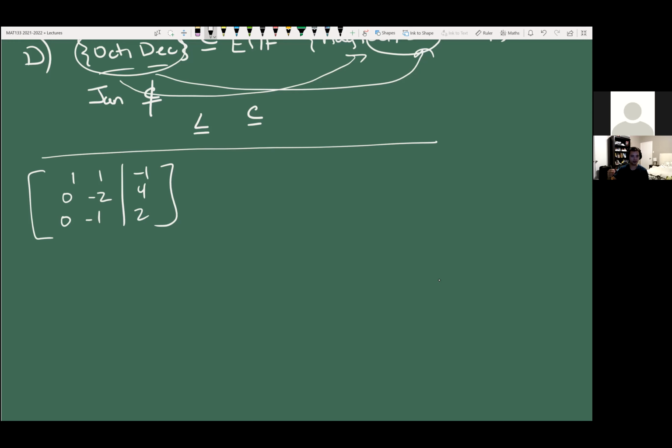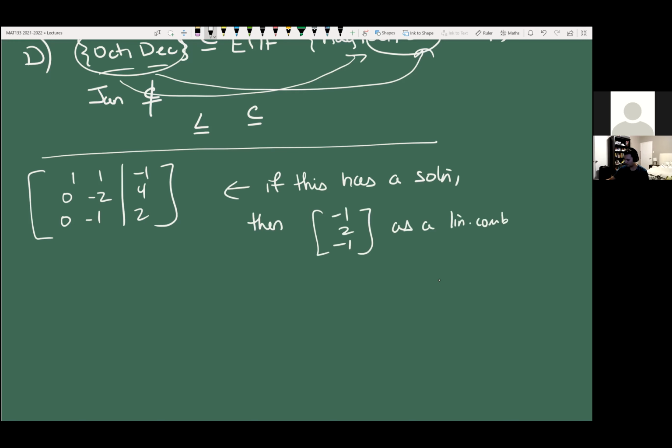Yeah, that's part B, I think, right? Yeah, it's part 3. Okay, if this has a solution, then we're done, right? Then we've written (-1, 2, -1) as a linear combo of (1, 2, 3) and (1, 0, 2). Now, are you fine with the fact that a solution to this gives you the linear combination, or should I talk about that as well?